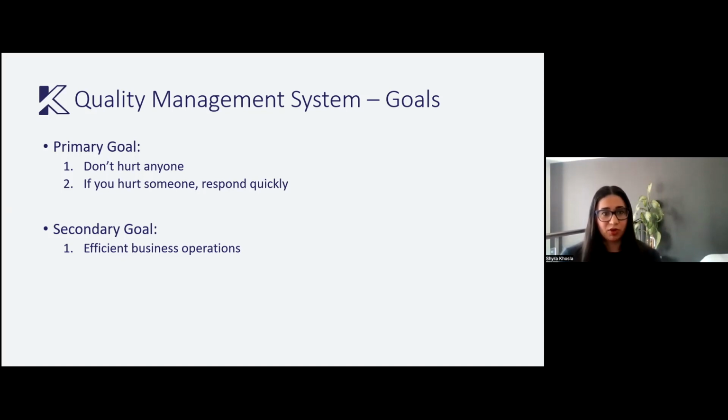Those are really the primary goals. And quite honestly, those are really what the FDA and Health Canada care about. The secondary goal of a good QMS is to have efficient business operations. What I mean by it being a secondary goal is, quite frankly, the FDA doesn't care if you waste way too much money or burn through all of your funding just to get a single product out the door. What they only care about is that single product, that one piece of equipment, is safe for use.